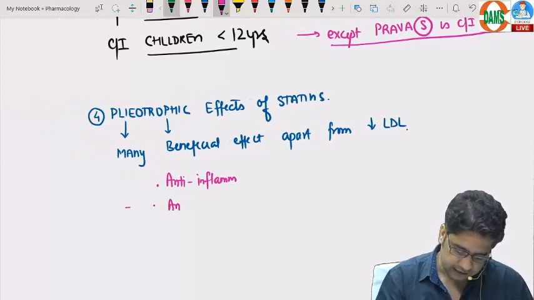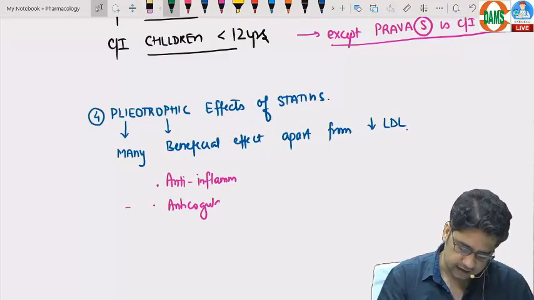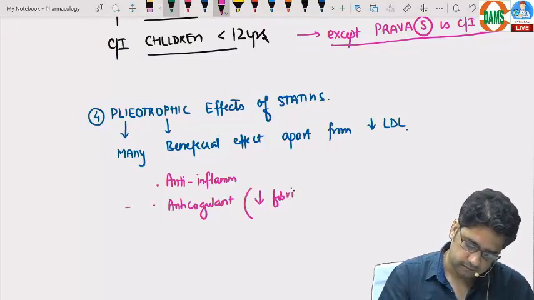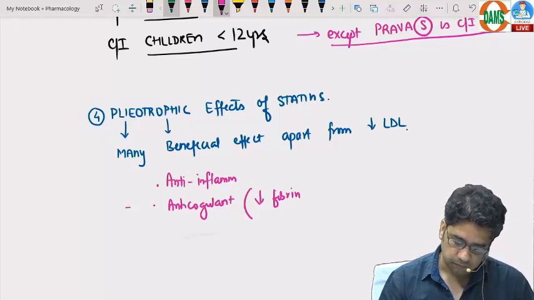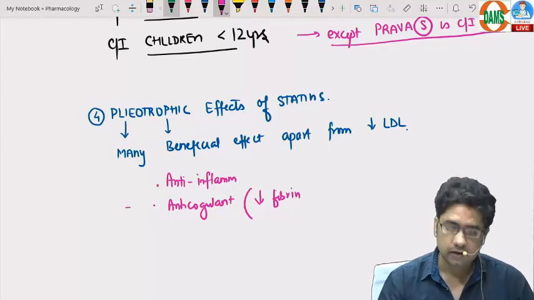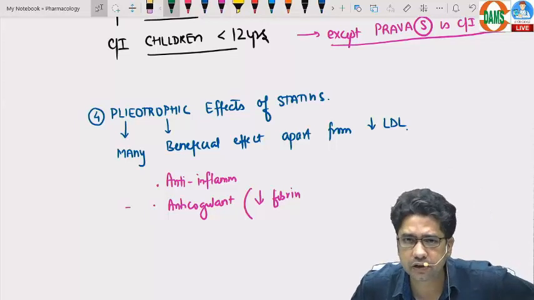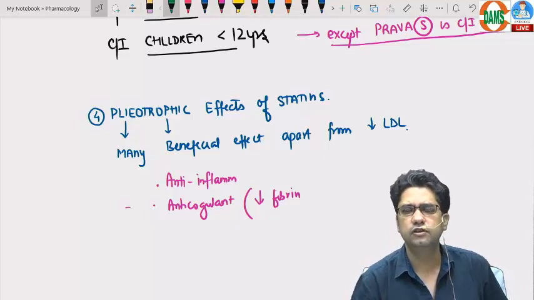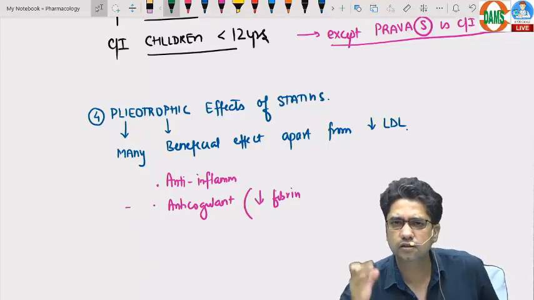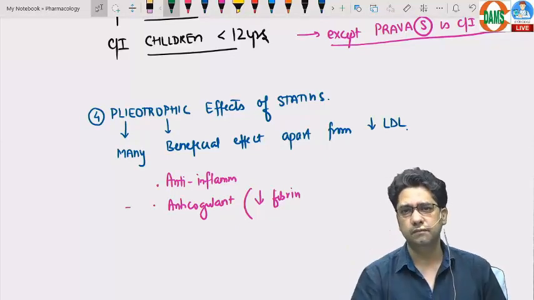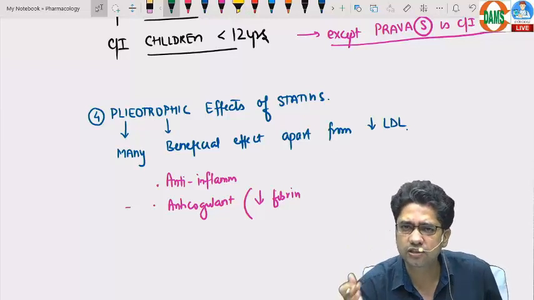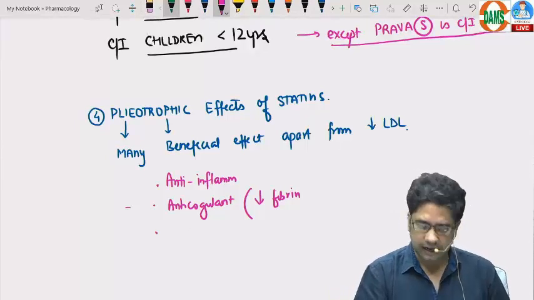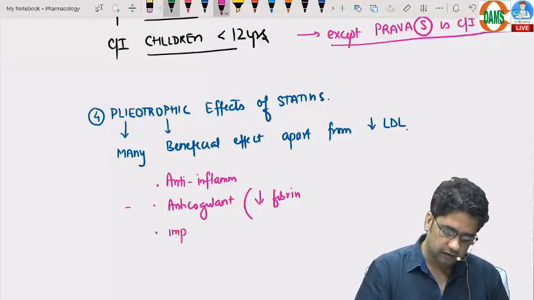Statins they have anti-coagulant effect. Why? Because they decrease fibrin level in the body. They decrease plasma fibrin level in the body because atherosclerosis में fibrin deposit हो जाता है. Remember, atherosclerosis is not just deposition of cholesterol. In atherosclerosis, there is chronic inflammation which is occurring, and chronic inflammation is damaging cells, endothelial cells. So you will write it improves endothelial function.